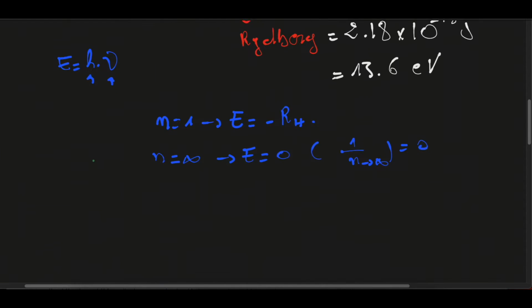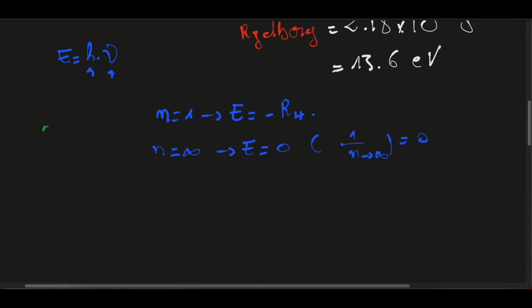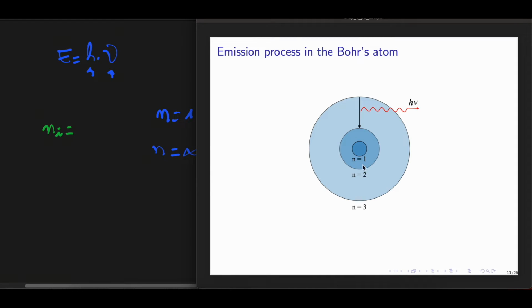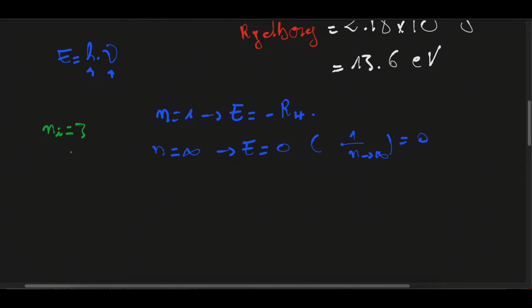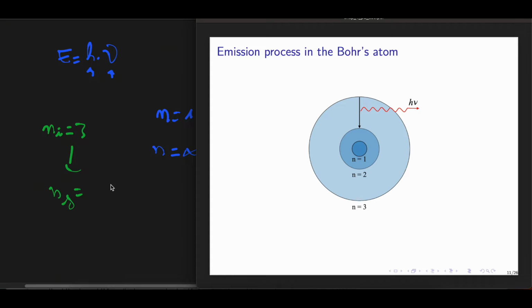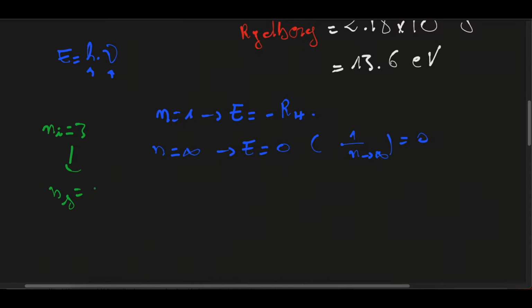And here we have the transition of the electron from n initial, which is equal to, for example, n equals 3, to n final, which is equal to n equals 2. The energy of the third energy level is higher than the energy of the second level.